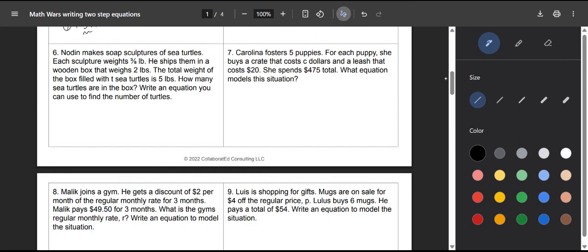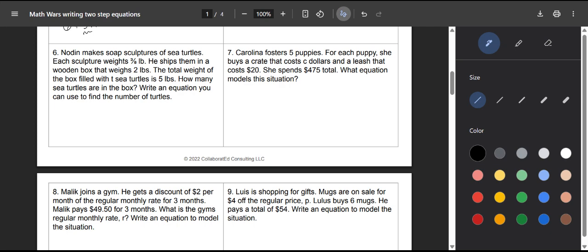Number 6, this is what we normally do as a we do. Noden makes soap sculptures of sea turtles. Each sculpture weighs 3/8 of a pound. He ships them in a wooden box that weighs 2 pounds. The total weight of the box filled with T sea turtles is 5 pounds. How many sea turtles are in the box? Write an equation that you can use to find the number of turtles.